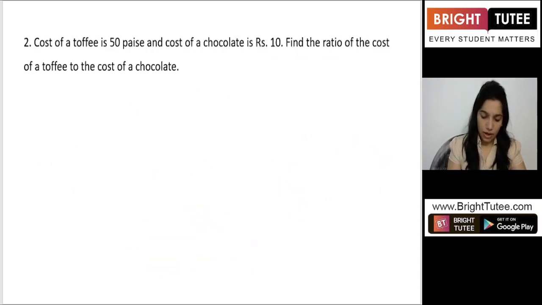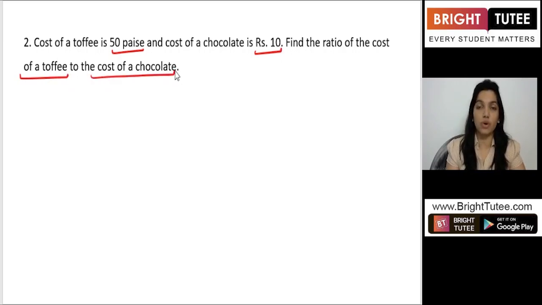Okay. Now let's do the next one. It says the cost of a toffee is 50 paise. Here it is given as 50 paise. The denomination we have for the money is paise. The cost of a chocolate is 10 rupees. Now the denomination is in rupees. Find the ratio of the cost of a toffee to the cost of a chocolate.